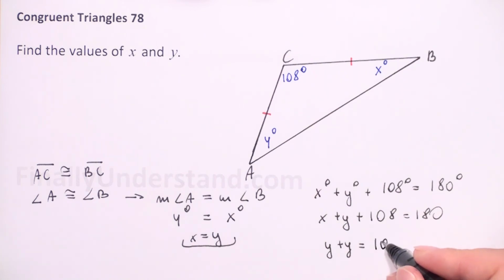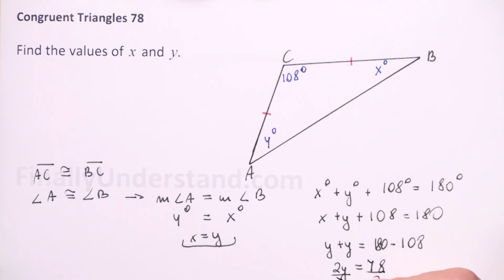So we have 180 minus 108. So we have 2y is equal to 78. Now we will divide both sides by 2. So we have that y is equal to 39. And because x was equal to y, we have that x is equal to 39 as well. So this is my solution.